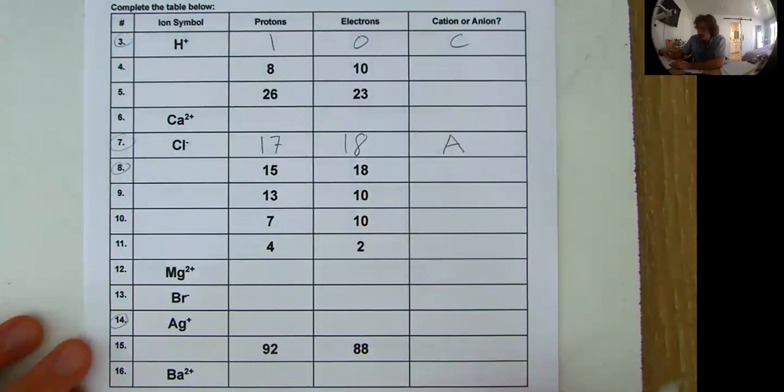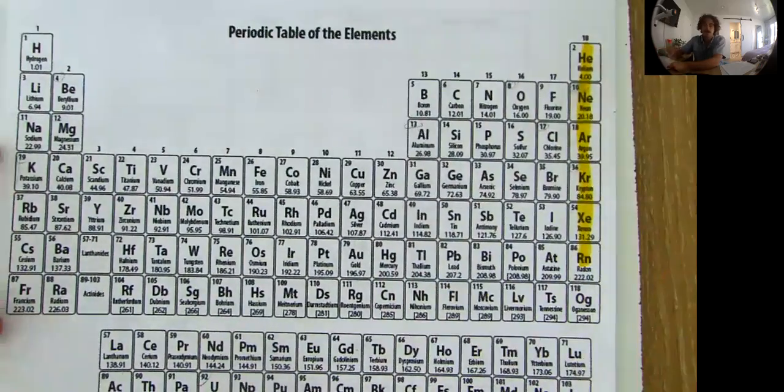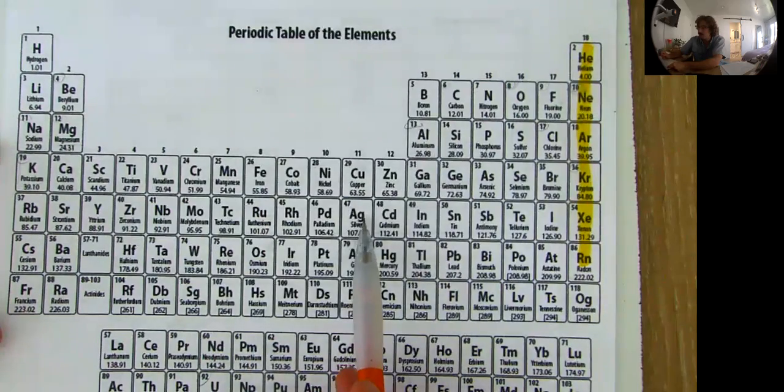Okay, next is number 14 I'll do for you. So 14 says Ag for silver. There's a +1 charge. The number of protons in silver, if I look at my periodic table and find Ag, there it is. It's number 47.